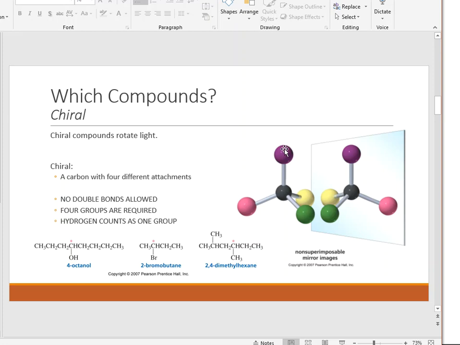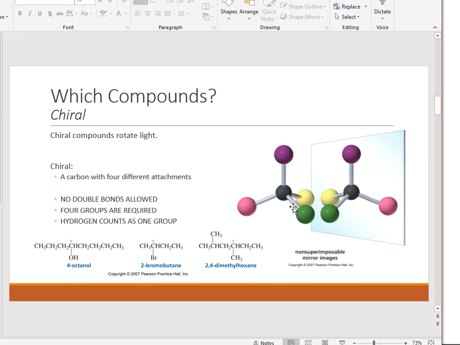So let's say that you erase this purple one. So you free up a bond and you do a double bond to the pink. Well, that's just 3 groups now, and you can't really have anything that's chiral with 3 groups. You really have to have 4. So 4 is the requirement, which means by default, double bonds are not allowed, triple bonds are not allowed. They all have to be single. Next, hydrogen does count as a group.